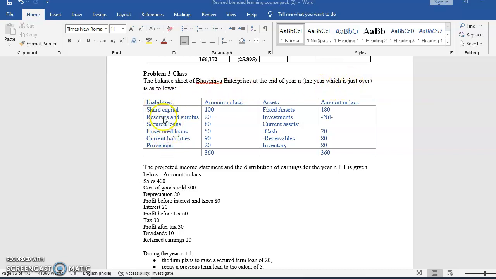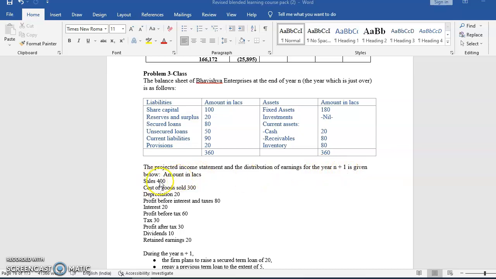Liabilities are provided to you: share capital, reserves and surplus, secured loan, unsecured loan, current liabilities and provisions. The amount is provided to you in lakhs. Assets are also given to you: fixed asset, investment, current assets, cash, receivables, inventory. And now see the projected income statement and the distribution of earnings for year n plus 1 given below.